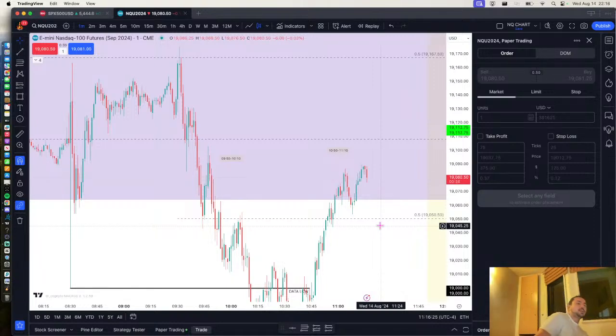But, again, I think maybe we'll just wait until we hit this 50% level. I think we're going to go up to this 50% retracement. But let's see if we get it in the next few candles.